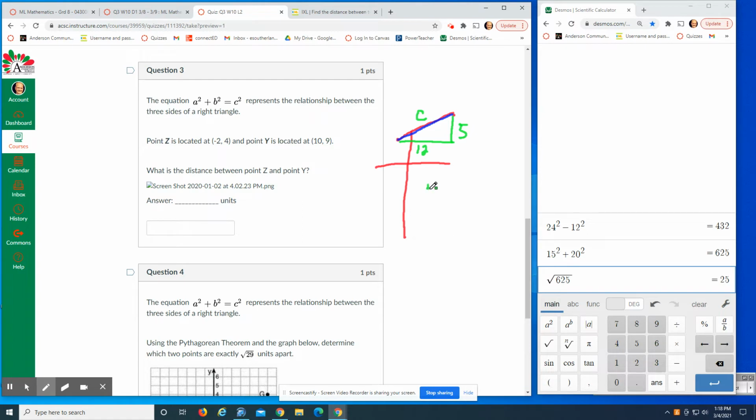So we'll set up the problem 5 squared plus 12 squared is equal to C squared. 12 squared plus 5 squared, and then we want to find the square root of 169, which happens to be 13.